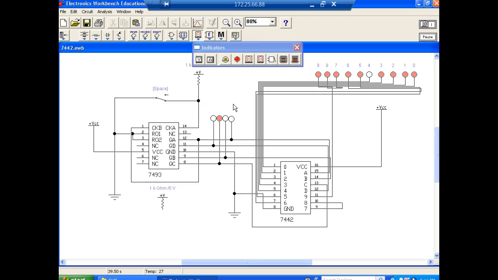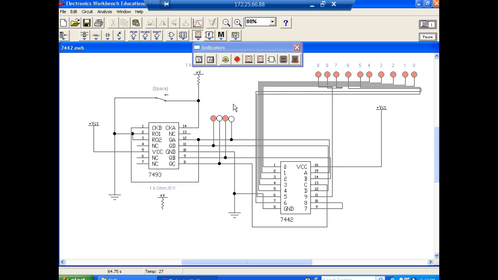Here's a 4. Output 4 went low. Here's a 5. Output 5 went low. Here's a 6. Output 6 went low. Here's a 7. Output 7 went low. Here's an 8. Output 8 went low. Here's a 9. Output 9 went low. Here's a 10. What happened?